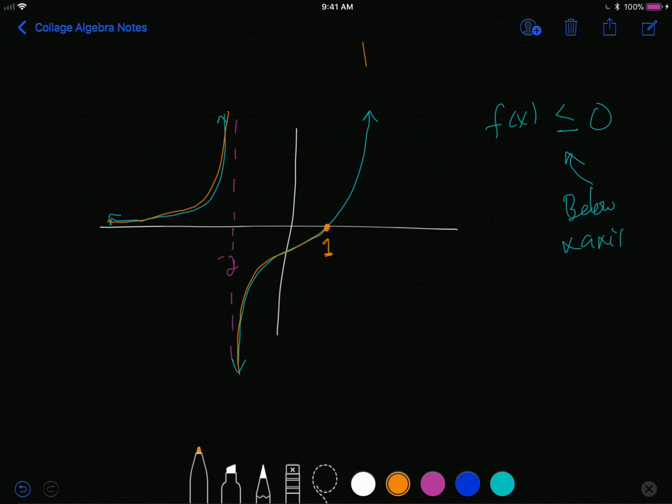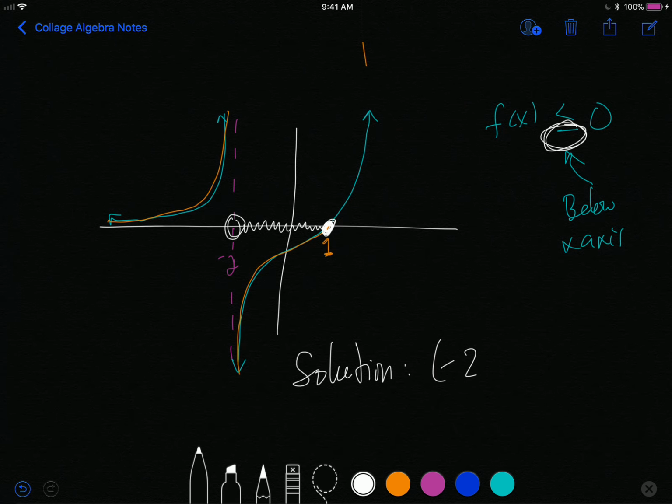The key thing to remember here is that whenever you are at an asymptote, you must use an open circle. And so the solution to this graph right here will be open circle at negative 2, and shade, shade, shade. And at 1, because of the equal sign over here, I have to use a closed circle. And so the solution to this is negative 2 to 1, close bracket.